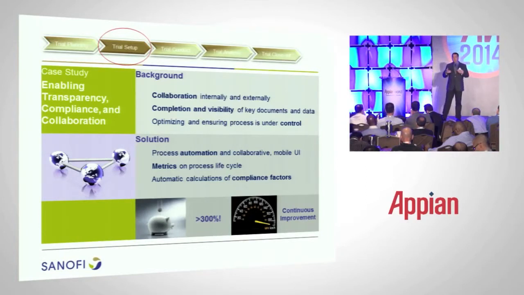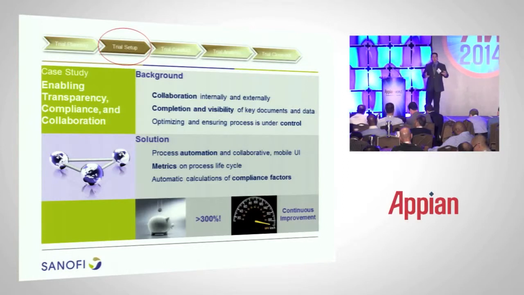So in the past, there was this sense of feeling out of control on the process. We don't know how fast it's running. We don't know where things are. Now that we've brought it under control with BPM and Appian, we see real-time metrics. We know how fast it's going, and we can further calculate compliance factors to further improve the process.